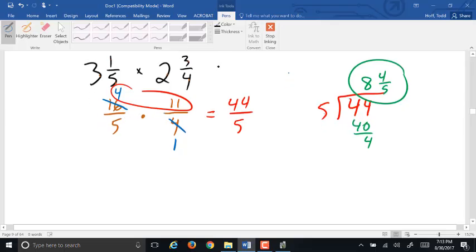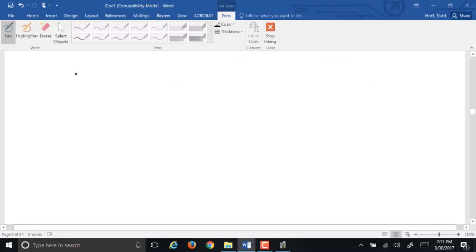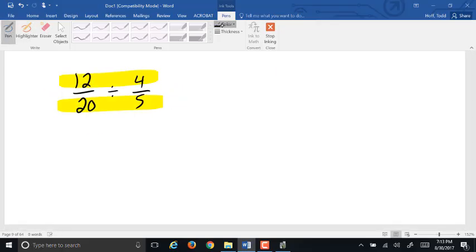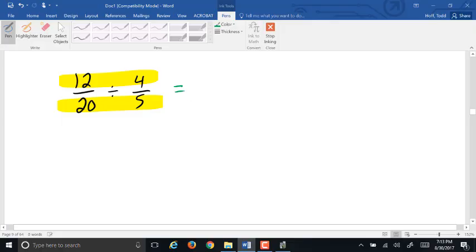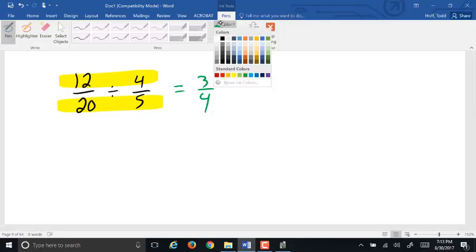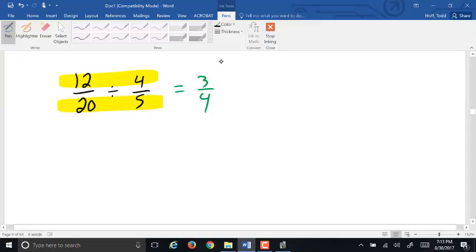Time to look at division. I've told you that multiplication and division follow the same rules. When we multiplied, we just multiplied straight across, didn't we? Can I divide straight across? Can I do 12 divided by 4 is 3? 20 divided by 5 is 4. That's 3/4. Is that correct? Yeah, that's the right answer. Does that work every time? Sure it does. So why don't we do it that way?